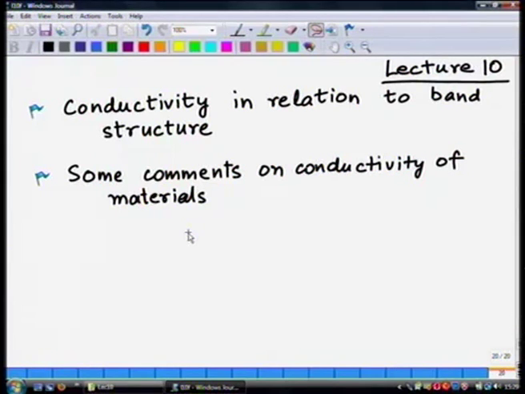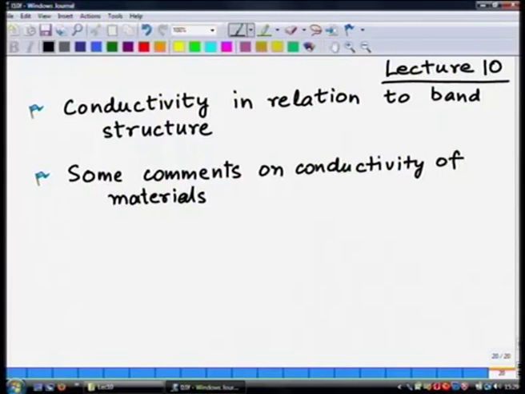So, what am I going to talk about now? Let us look at the band structure again. Let us look at a hypothetical schematic of a band structure. We again plot our band structure just like we did for nearly free electrons, and let us look at what happens.